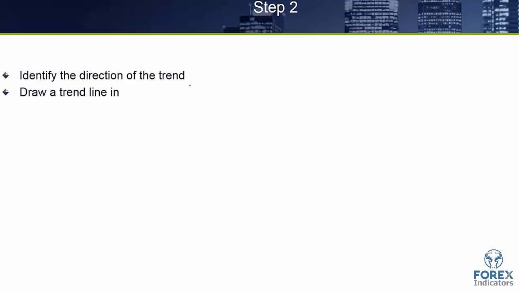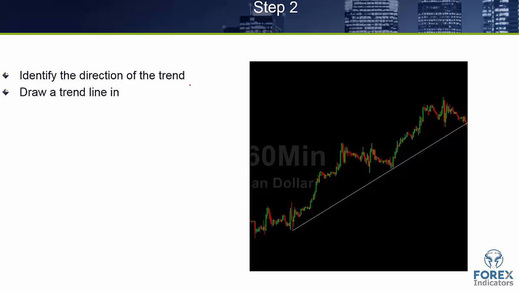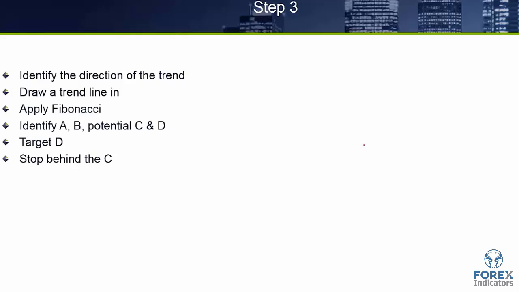Then you want to draw the trend line in. So here's what it looks like. Okay, so you're just connecting a couple of points, and now you're looking for these areas here to act as support. And if you draw your Fibonacci in as well, that will also add to the confirmation.